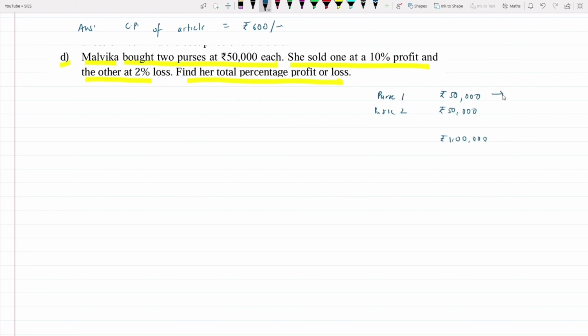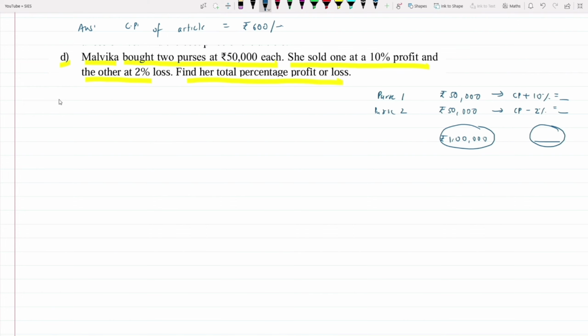Now she is selling the first purse at 10% profit. So this is going to be CP plus 10% of it, and that is going to be the selling price. While the second purse, she's selling at a loss of 2%. So that is going to be CP minus 2%, since it's a loss transaction, and that will be the selling price. And once we find out these numbers, we need to total them up. We'll get a cumulative sales value, and this is the cumulative cost price value. And based on the comparison between these two total values, we need to decide whether it is a profit deal or a loss deal. And based on that, we are going to calculate the percentage value. So let us begin with that.